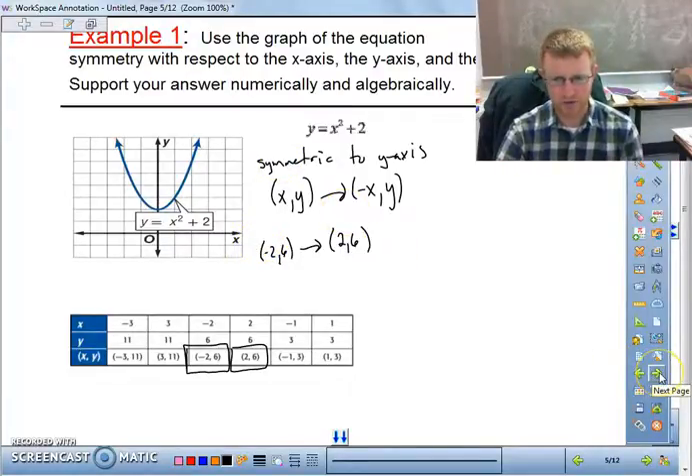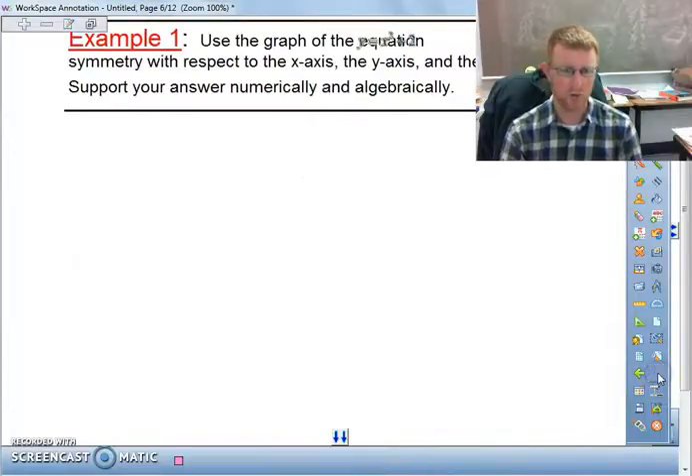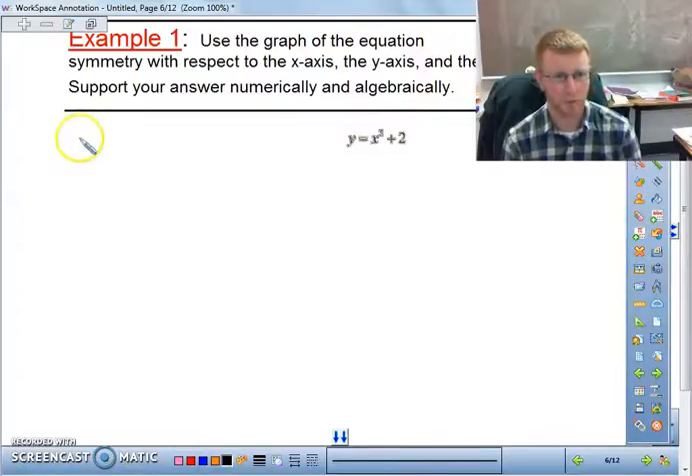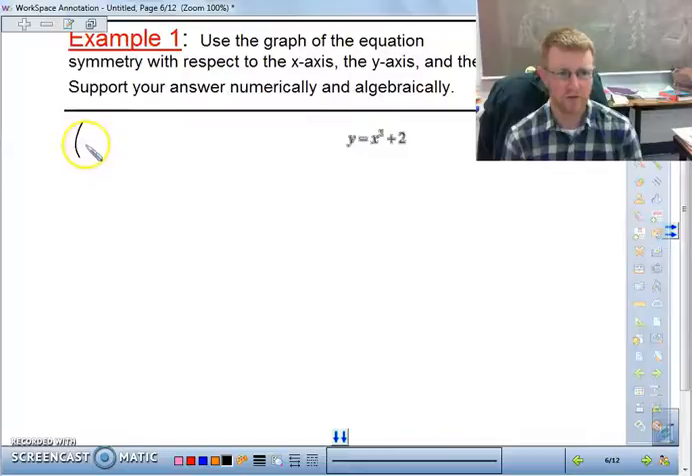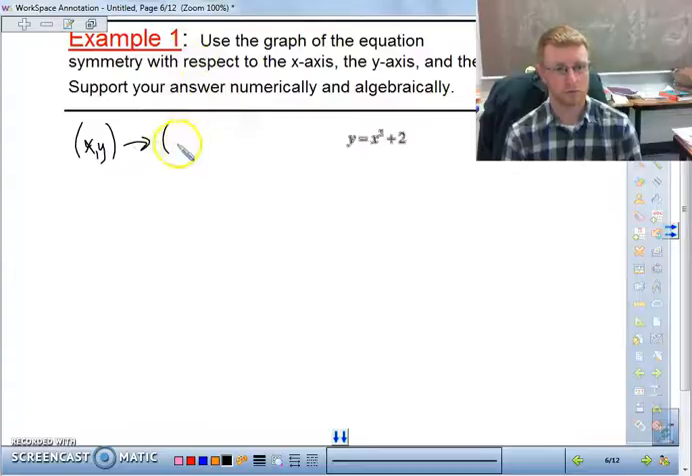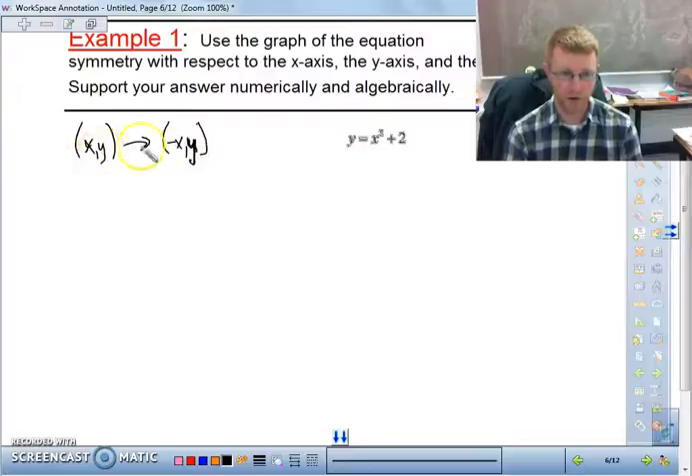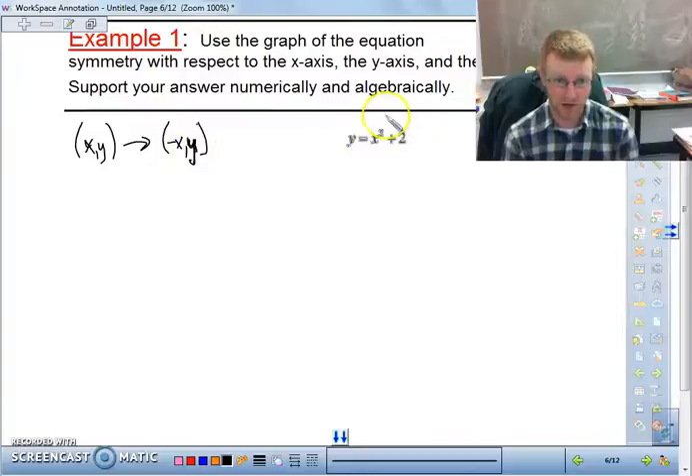Now, when we're doing it algebraically, this is a little bit different, and this is important for you to know because sometimes a graph isn't given to you, and it's easier to do something algebraically. So we still have y equals x squared plus 2. So again, remember what we're trying to do here. Instead of having x comma y, we need to show that negative x comma y is going to give us the same exact equation. Remember, if x comma y is one of our points on our graph, then that means negative x comma y needs to be the exact same point on the graph, meaning the equation has to be the same.